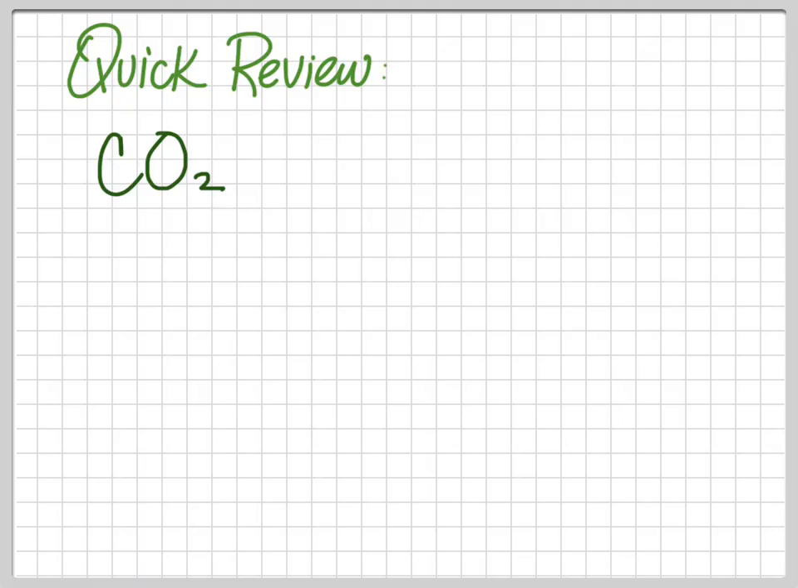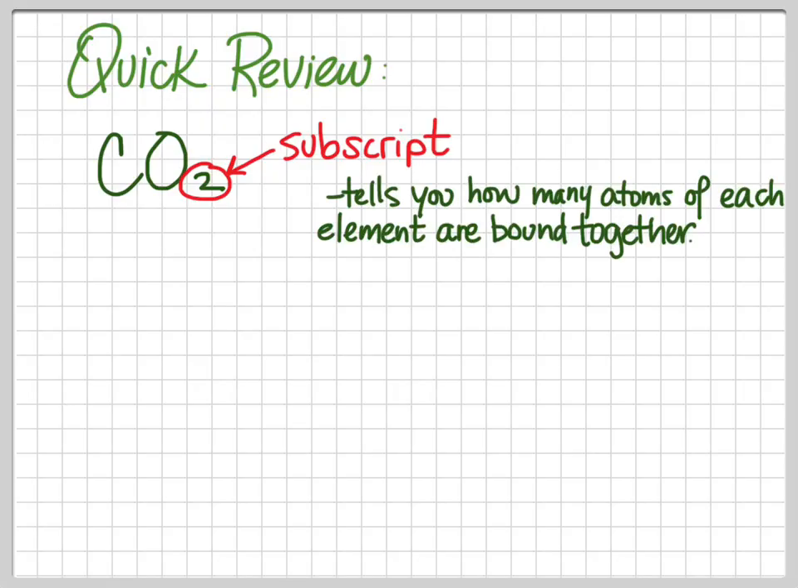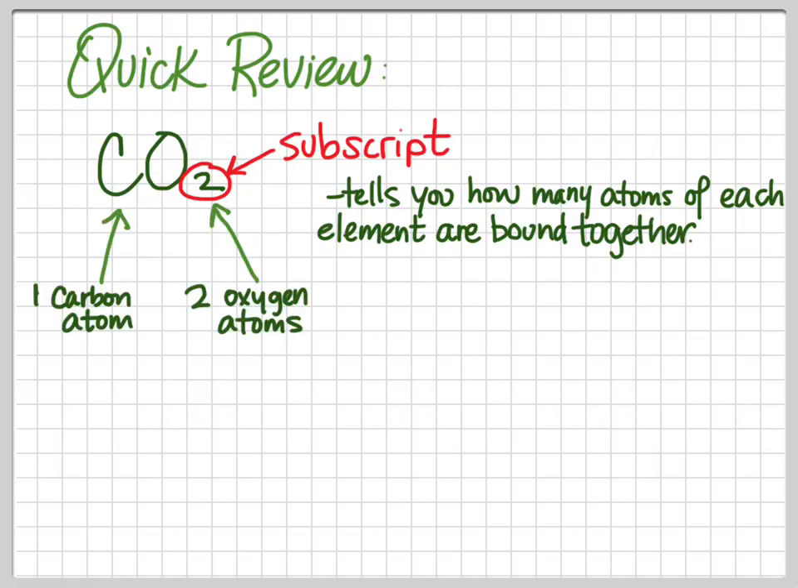Okay, let's do a quick review. You might remember from formula writing, this represents the formula for carbon dioxide. So that little number behind the oxygen, that 2, is a subscript. Sub means below, and this kind of rides below the text, kind of like the opposite of an exponent. The subscript tells you how many atoms of each element are bound together. So we've got 2 oxygen atoms and 1 carbon atom.